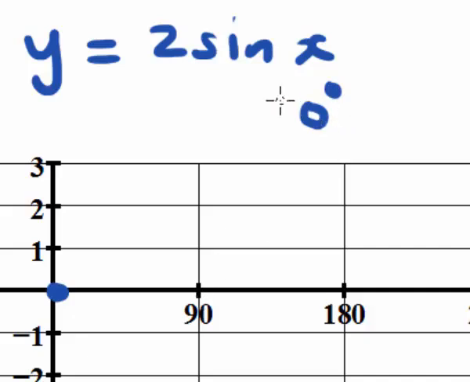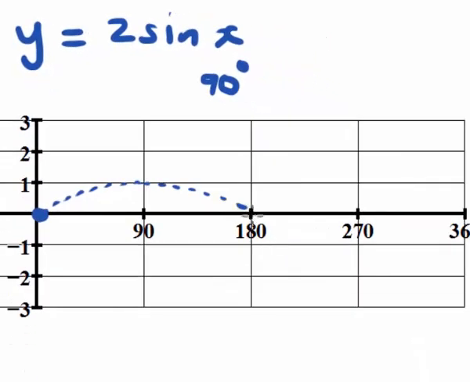At 90, the sine of 90 is 1, times 2, it's going to be 2. So what happens is your basic sine curve kind of does this. That's your basic sine curve. And these critical points are going to do a stretch. The x-intercepts stay the same, but the 90 shoots up to there. 180 stays. The 270 goes down to negative 2.